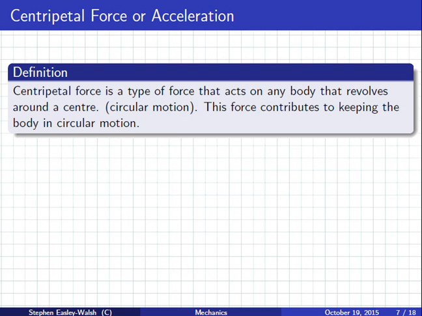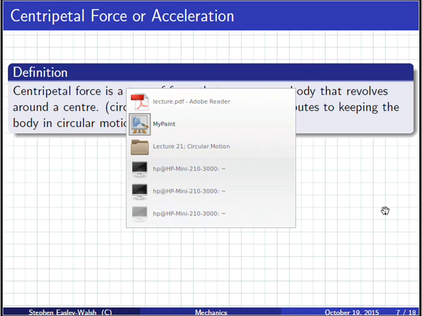Yeah? We call this force centripetal force. Now you can still just call it force. It's still just force. But if you want the person to know that this force is going towards the center, we can call it centripetal force.